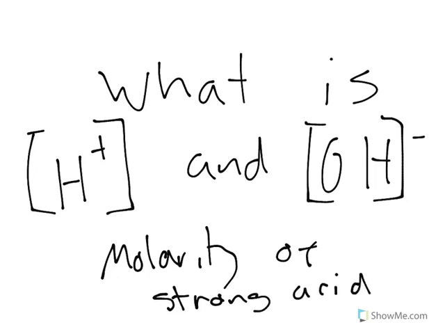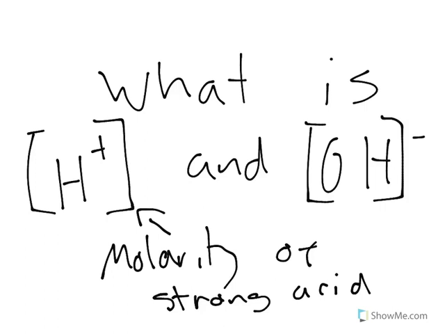So if we want to know the H plus concentration of 3 molar HCl, it is simply 3 molar, or 3 is the concentration. The OH minus concentration is the molarity of a strong base.